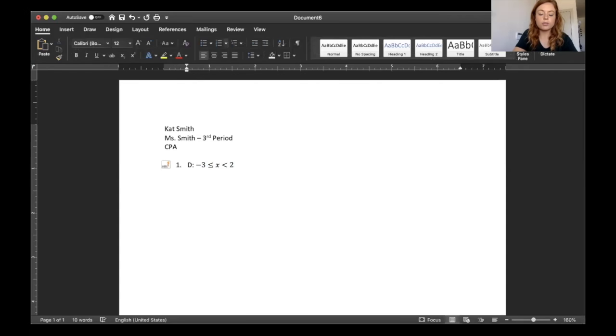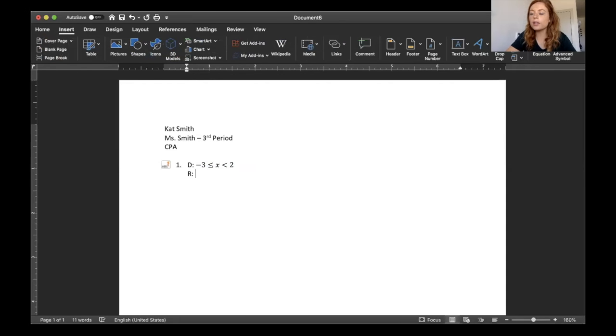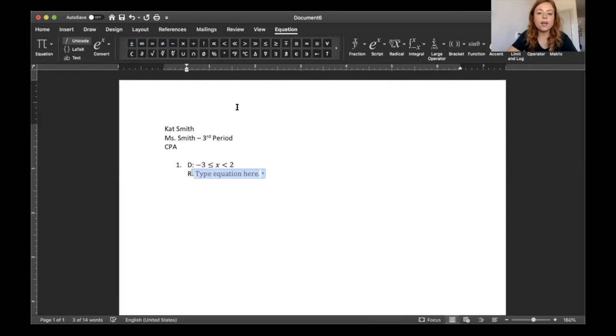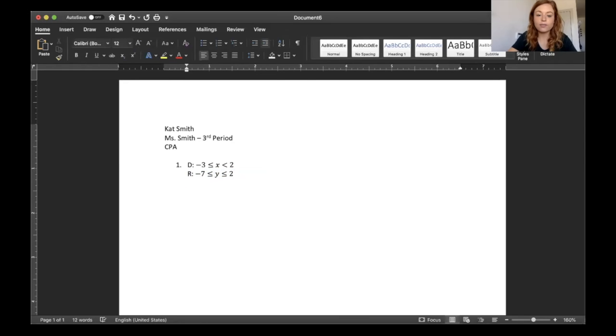And I'm not ready for number 2 yet, so I'm gonna write range. I'm gonna go insert, all the way to the right, equation, and then I'm gonna type in -7, less than or equal to, range is my y values, less than or equal to 2. And that's it. Now we're ready for number 2.